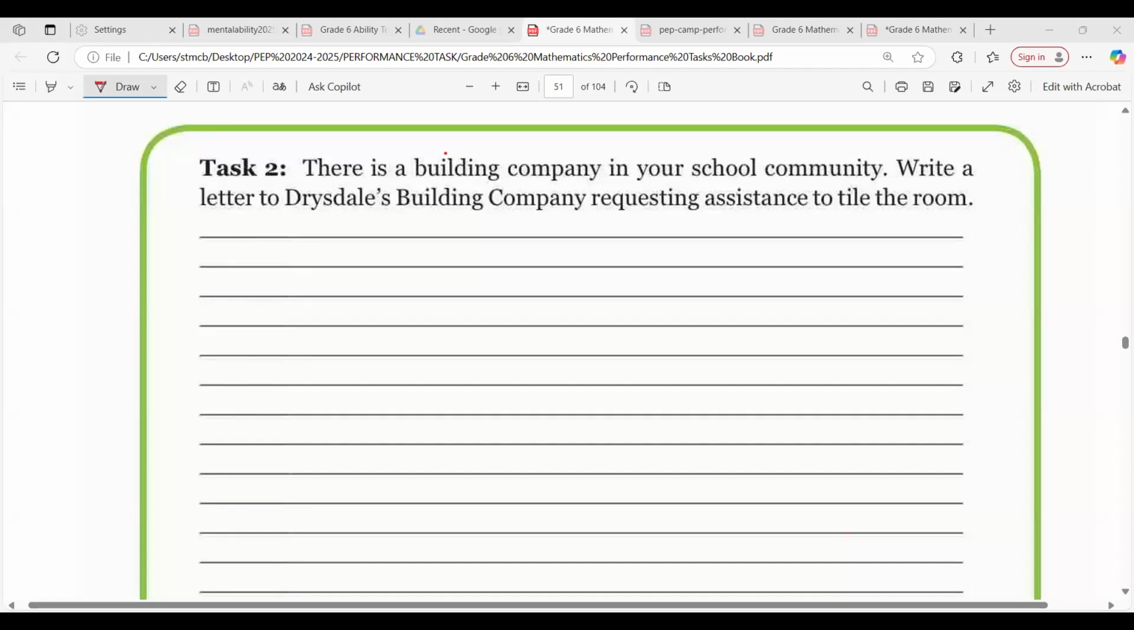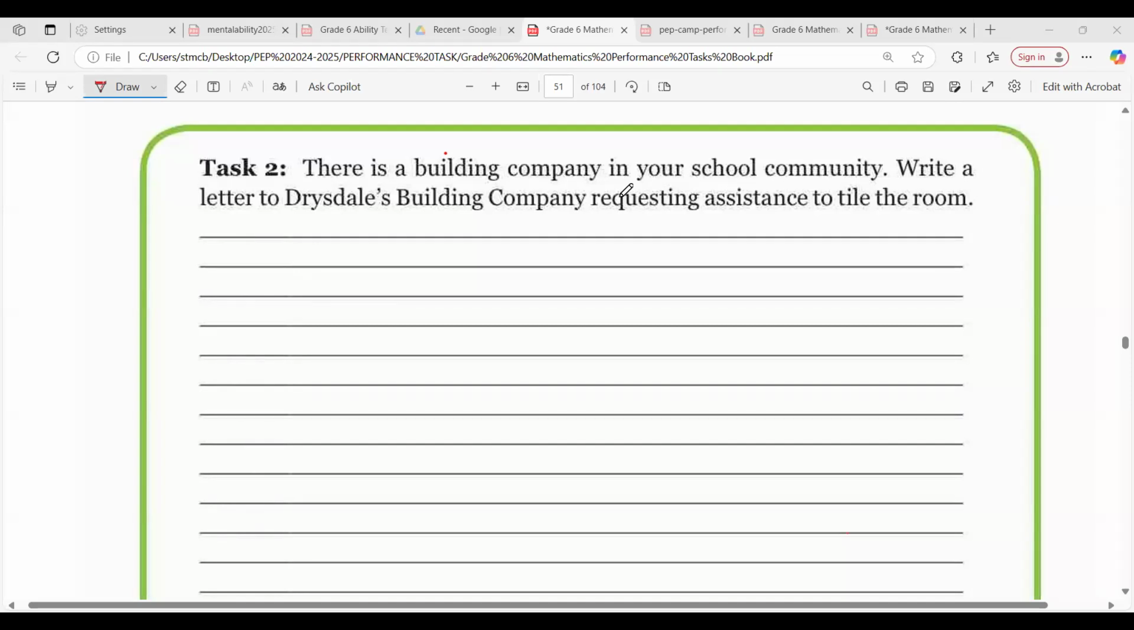Dear Mr. Bennett, I am writing to request assistance from Drysdale Building Company in tiling at my school. We are a grade 6 class and are in need of new tiles for our school. We are looking for a company that is experienced in tiling spaces and can provide high quality materials.